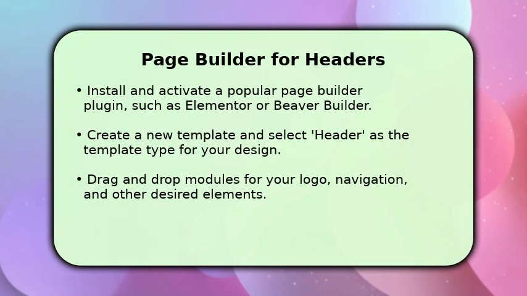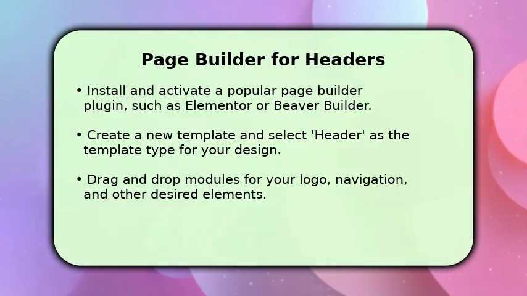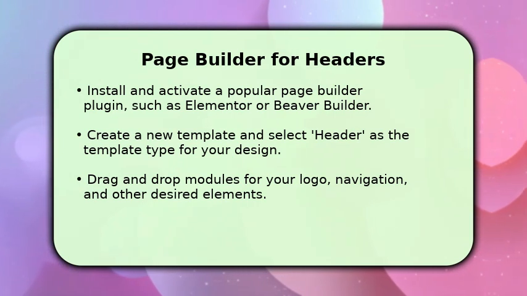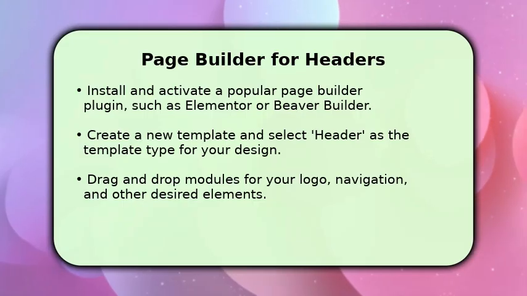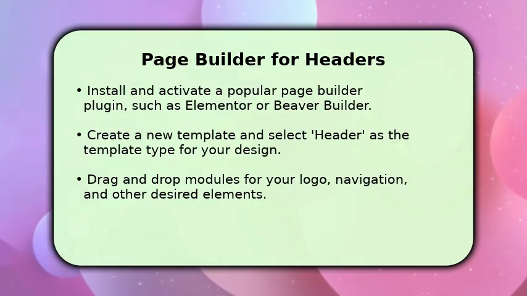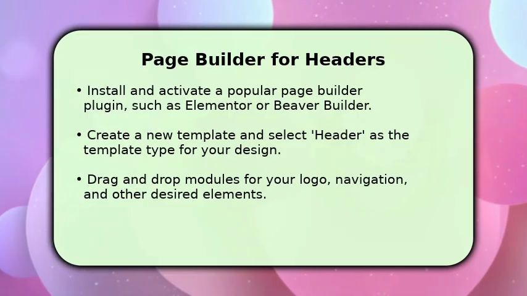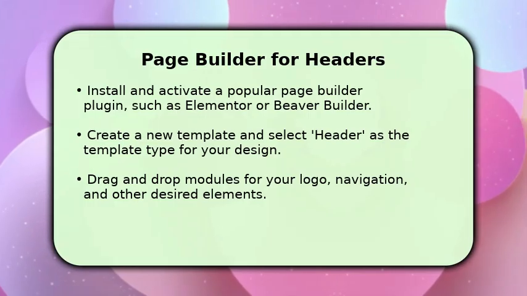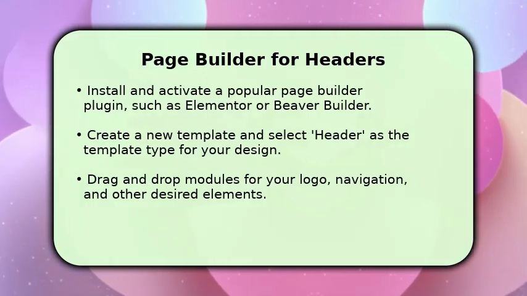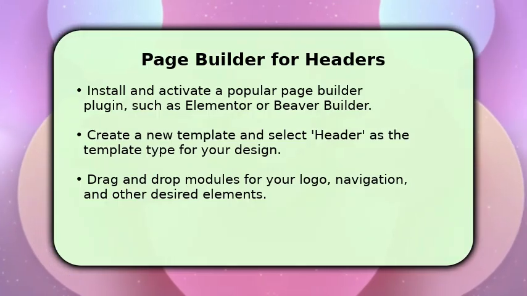For more intricate designs, a page builder is your best friend. Begin by installing and activating a robust plugin like Elementor or Beaver Builder. Next, create a new template and specify it as a header template. This allows you to use the intuitive drag-and-drop interface to add your logo, navigation, search bar, and any other elements you envision. You gain complete control over layout, styling, and responsiveness, crafting a header exactly to your specifications.